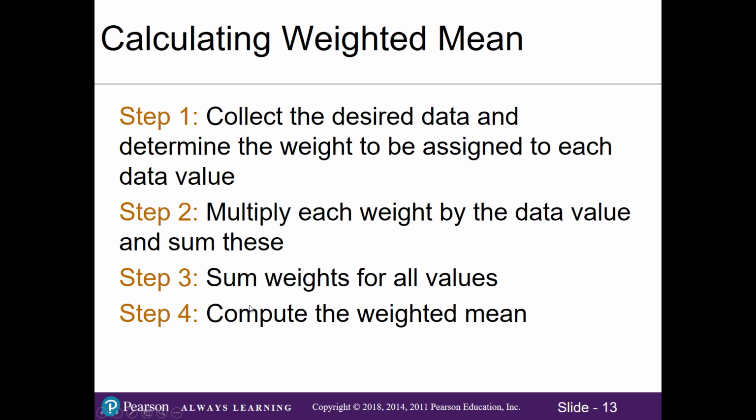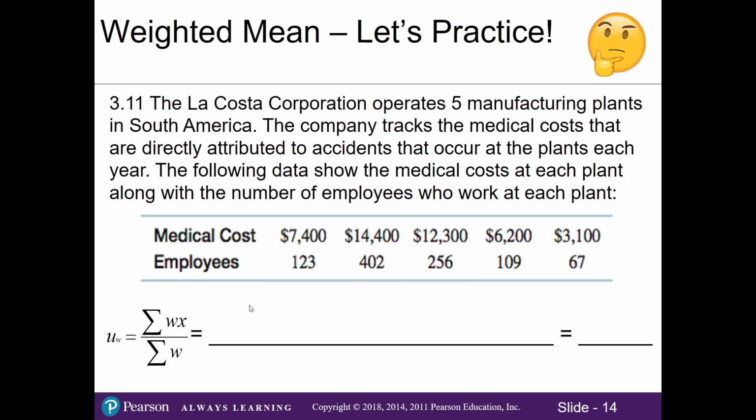So the first step is to collect our data and determine the weights that you'll assign to each value. Then we'll multiply our weights by our data values and add them up. Then we will add up our weights for all our values, and then use the numbers in steps 2 and 3 to compute the weighted mean. So let's look at an example.